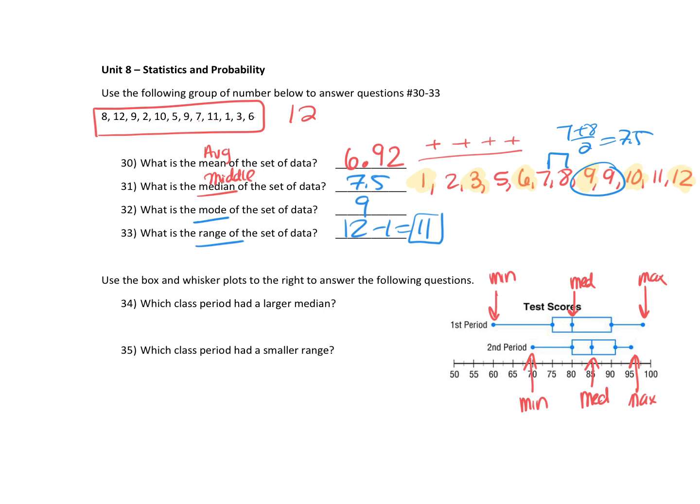So the larger median would be the second period of the day, because the median's 85 versus the median of period 1 is 80. Smaller range, well, the range of period 2 would be 95 minus 70, which would be 25, and the range of period 1 is 97.5 minus 60. So period 1 has the larger range, second period has the smaller range.